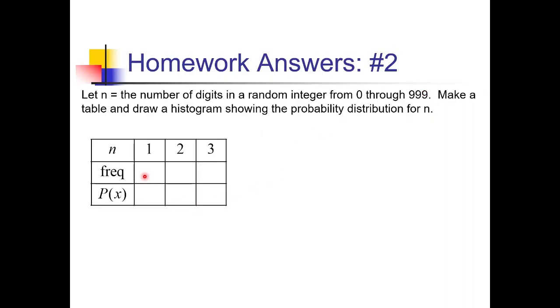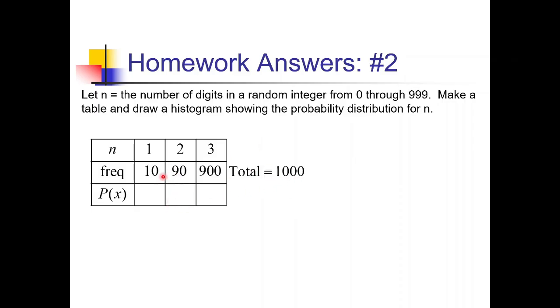The frequency of those: from 0 to 9, those are all of our 1-digit numbers, so there's 10 of those. And then from 10 through 99, those are all of the 2-digit numbers, so there's going to be another 90 of those. And then from 100 through 999, that's going to be a total of 900 of those 3-digit numbers. For the probability, we need the total of these. Well, from 0 to 999, that's literally 1,000 numbers, so that's pretty easy to work with.